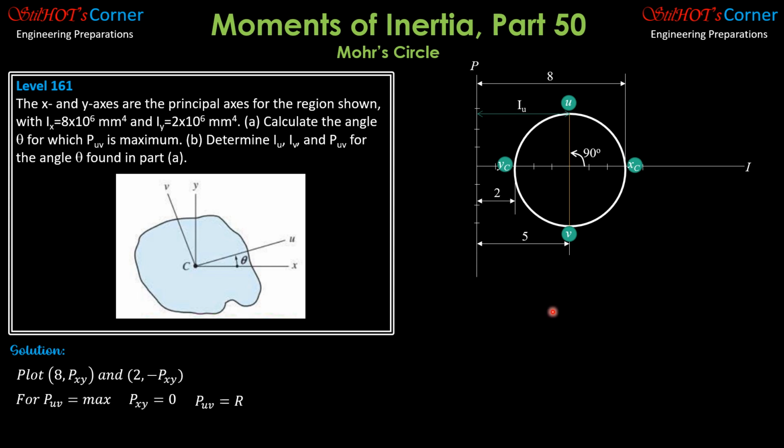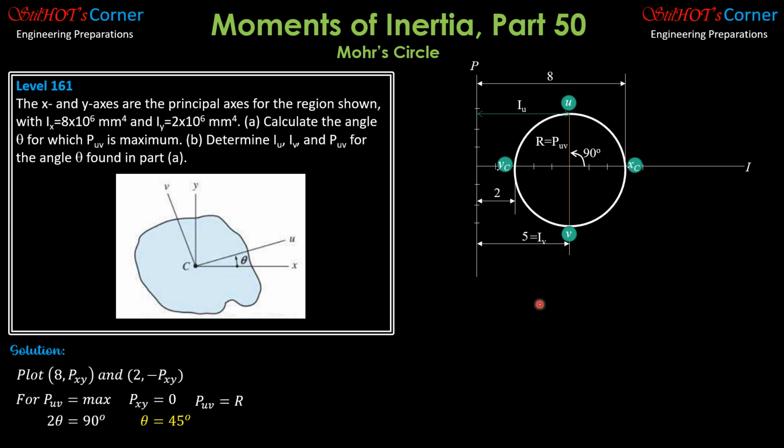So that's I sub u, this is I sub v, so I sub u equals I sub v equals 5 times 10 to the 6 mm to the fourth. And PUV is the radius, of course. So 2 theta equals 90 degrees. That means theta equals 45 degrees. So that's the answer to the first part. That's counterclockwise from the principal x-axis to locate the u-axis.